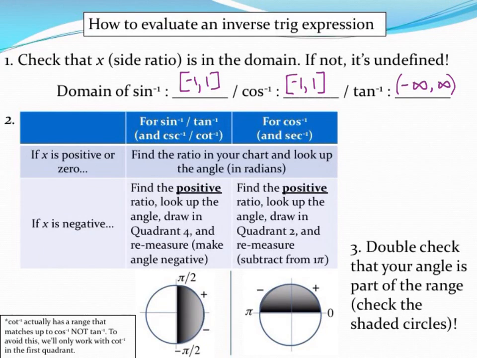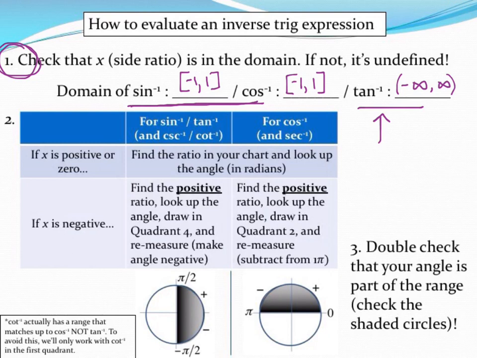When I'm trying to evaluate an inverse trig expression, the first question I'm going to ask myself is: is x, or the side ratio they give me, within the domain for that particular function? We can see the domain for both inverse sine and inverse cosine is everything from -1 to 1, and the domain of inverse tangent is everything from negative to positive infinity. So in other words, inverse tangent will always work, we'll always be able to get an answer. Sine or cosine inverse, we may be undefined.